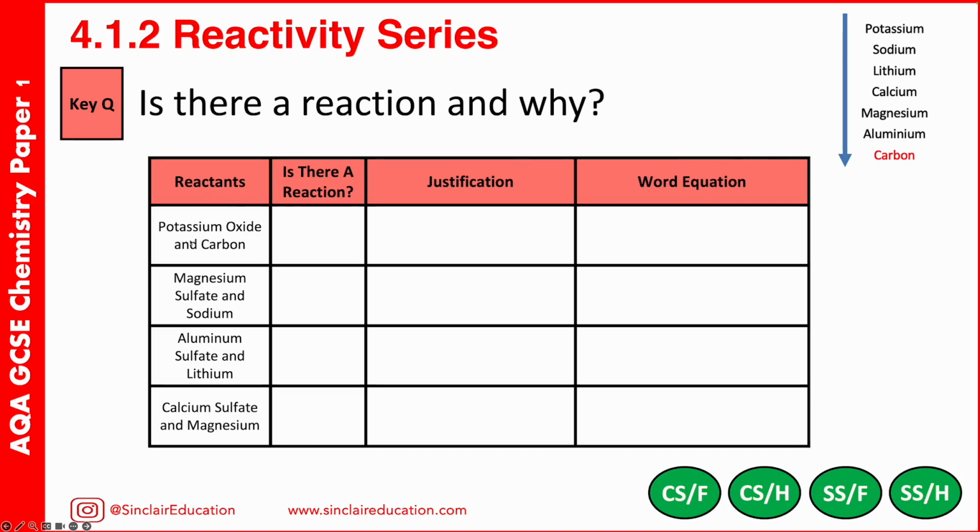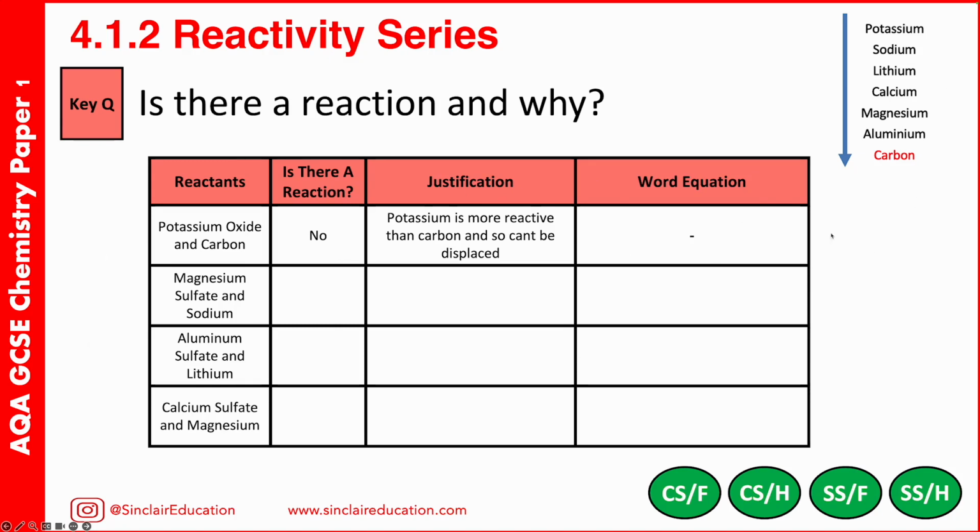So if we have potassium oxide and carbon, potassium's up here, carbon's down here. Potassium is more reactive than carbon, and so there will not be a reaction. So if potassium is more reactive, carbon cannot displace it. And so no reaction will occur. Literally potassium oxide and carbon will go in, potassium oxide and carbon will come out.